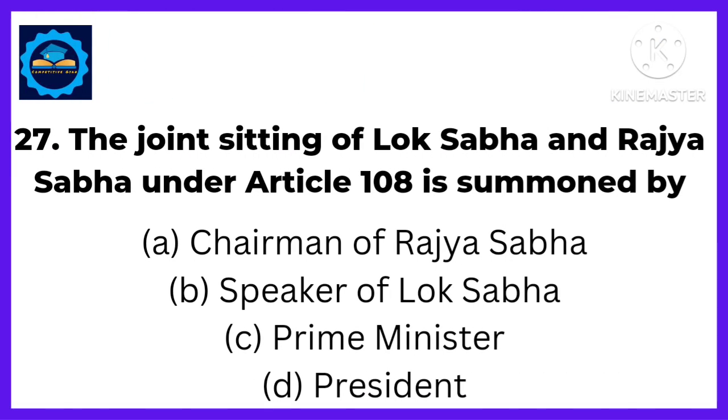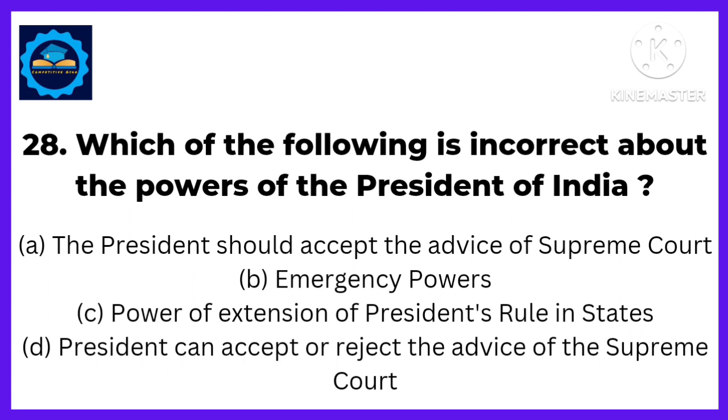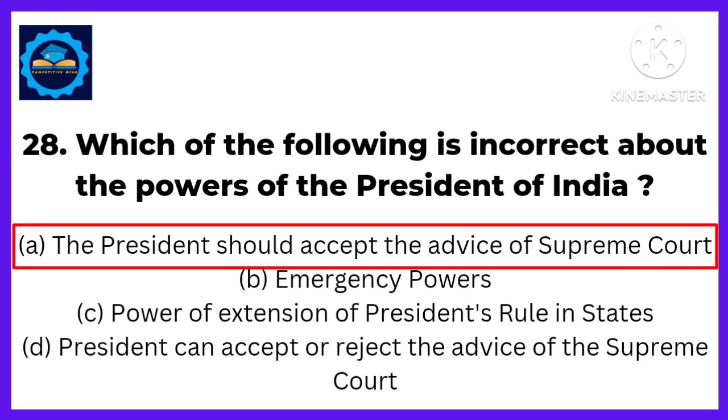Next, the joint sitting of Lok Sabha and Rajya Sabha under Article 108 is summoned by? Answer. By the President. Next, which of the following is incorrect about the power of the President of India? Answer. That the President should accept the advice of the Supreme Court is not correct about the powers of the President of India.